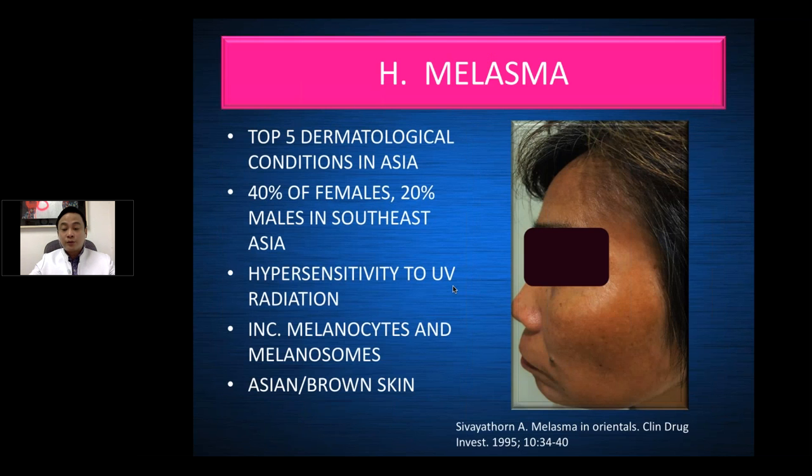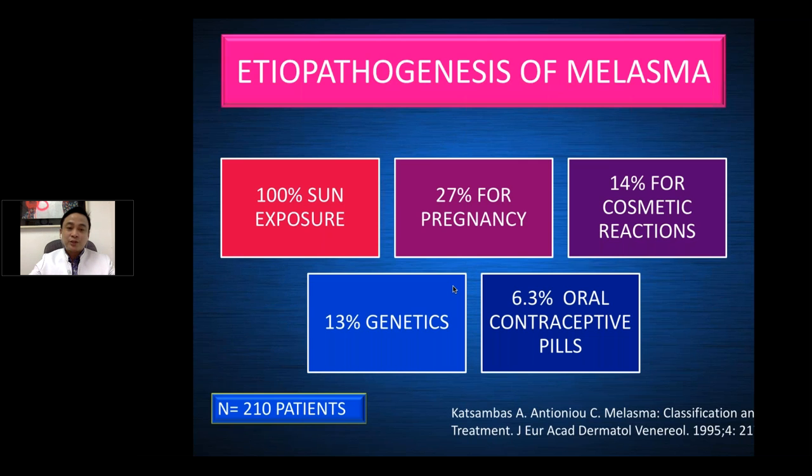So now we go to melasma, which is one of the top 5 dermatological conditions in Asia. It involves mostly females, and it represents a hypersensitivity reaction to UV radiation. There is increased melanocytes and melanosomes, and most often you find melasma in Asian or brown skin. And these are the known pathophysiological factors or triggers: sun exposure, pregnancy, reaction to cosmetics, genetics, and oral contraceptive pills.